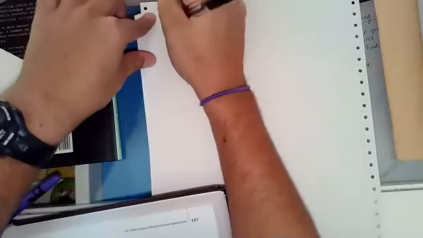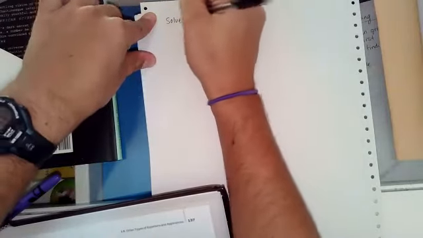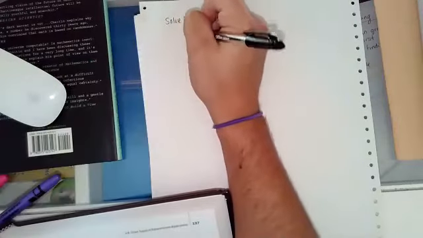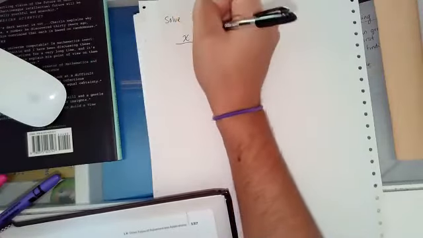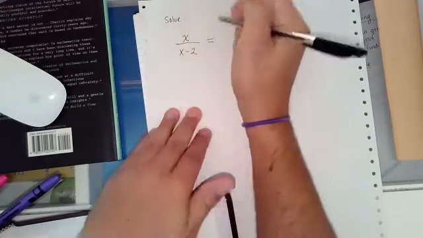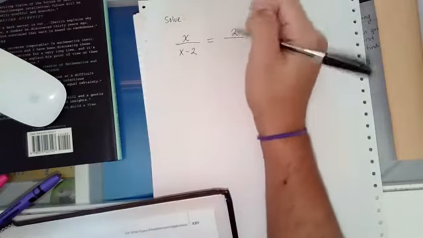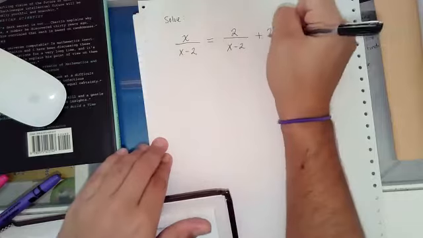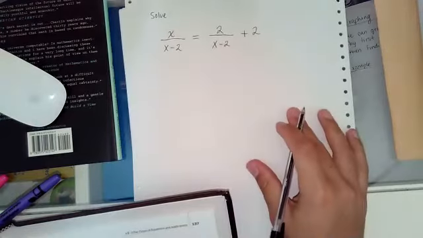Let's do this one. So we want to solve. This is going to be x over x minus 2 is equal to 2 over x minus 2 plus 2.